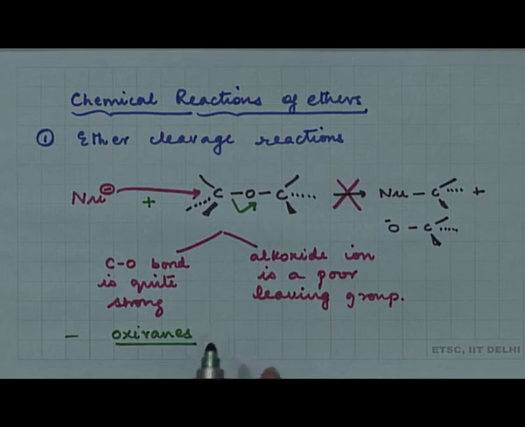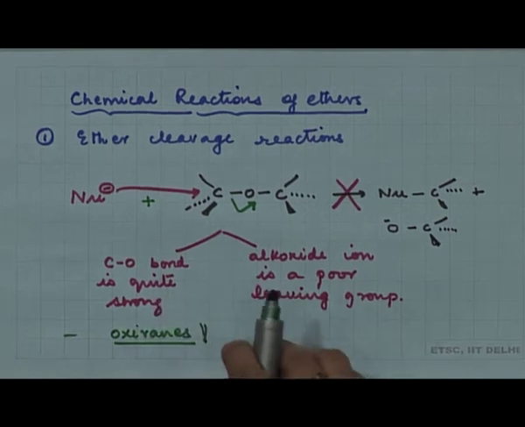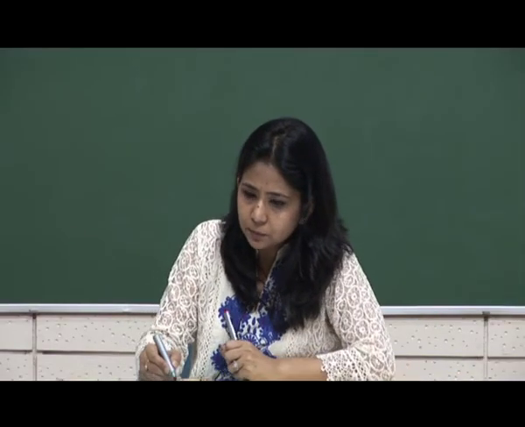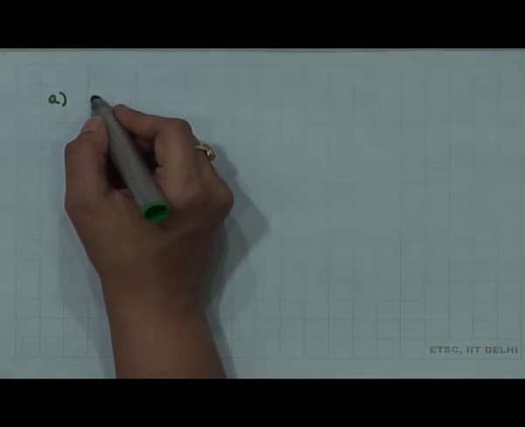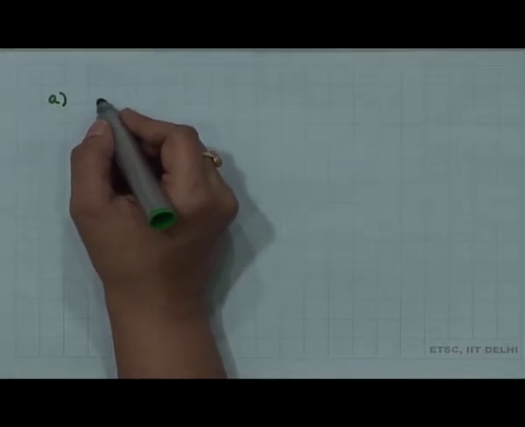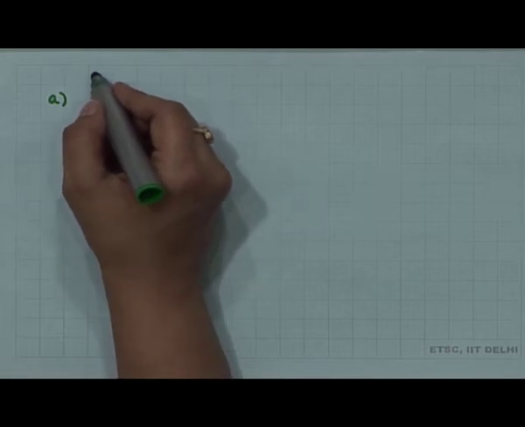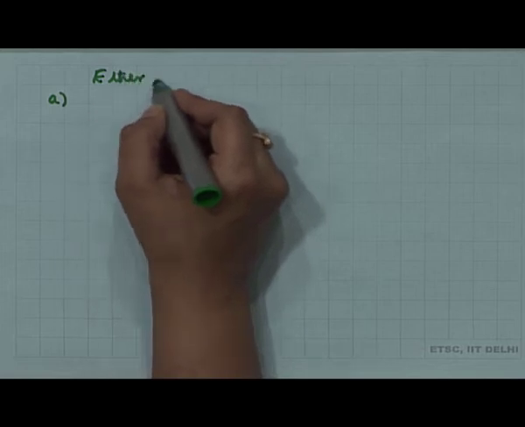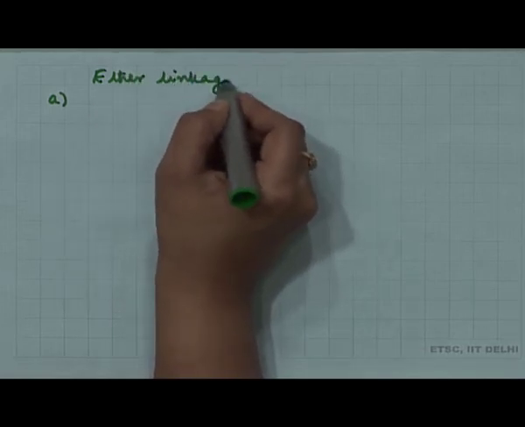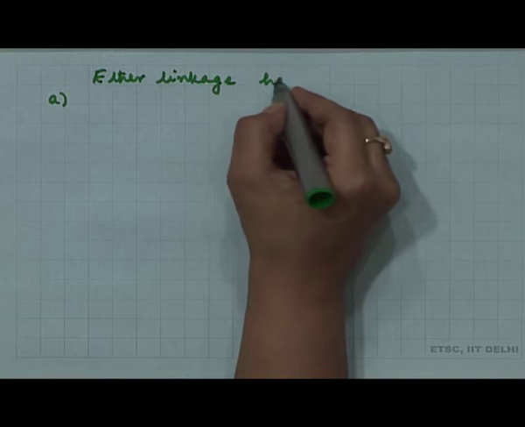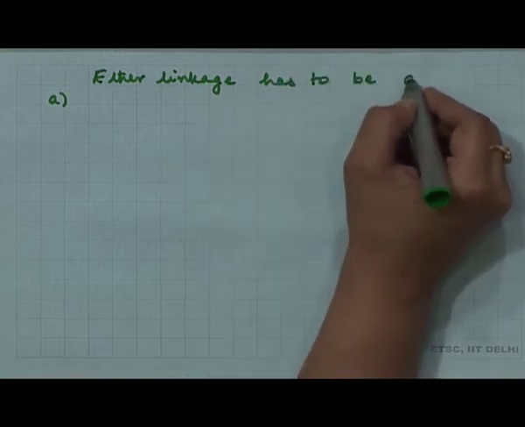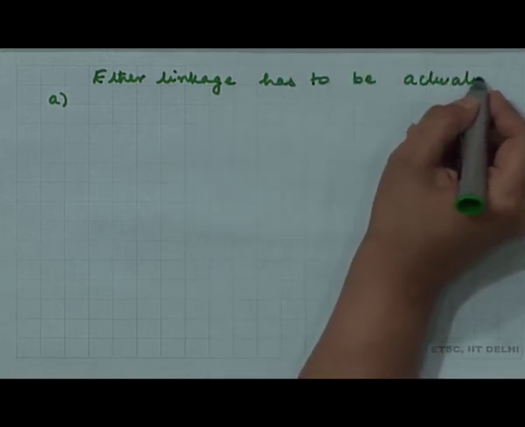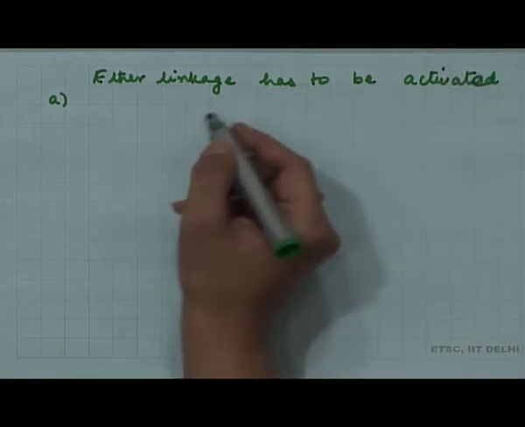The cyclic ether, the oxirane, is the only one which can be cleaved directly by attack of a nucleophile, but not the aliphatic ether. So, for the cleavage, what are our options? In order to carry out the cleavage of the C-O bond, we have to activate that ether linkage. This is the condition that has to be satisfied in order to break the ether bonds: it has to be activated.